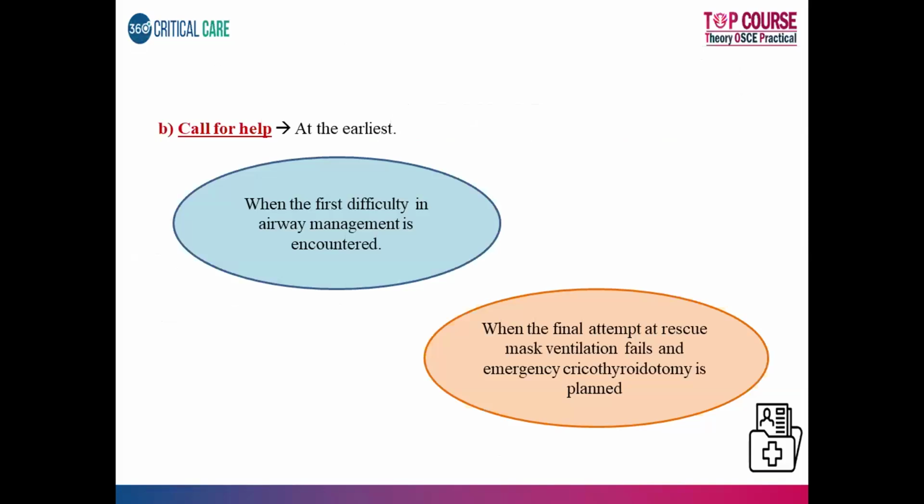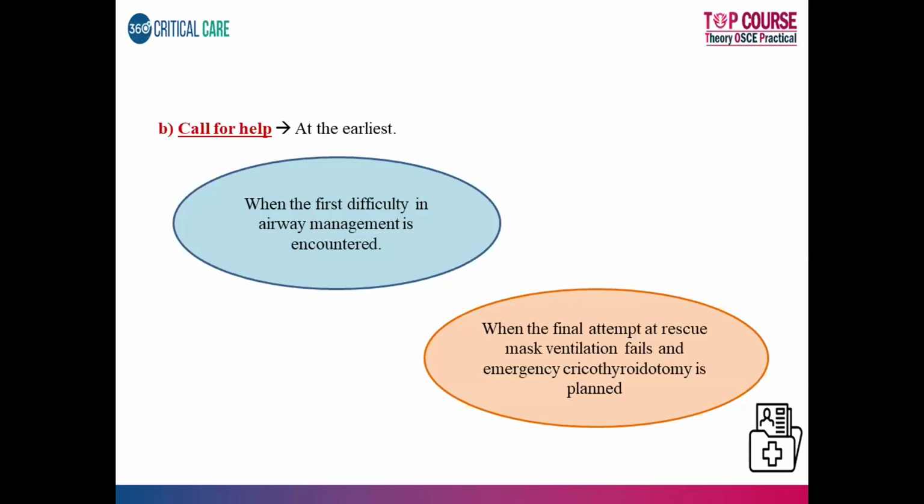Second, you need to call for help at the earliest. Say you have intubated 2 to 3 times, you have tried direct laryngoscopy, there is a lot of bleeding happening, and at the 4th or 5th attempt you are going to call your senior. That is not the correct time, right? So when to call for help, you should know that.